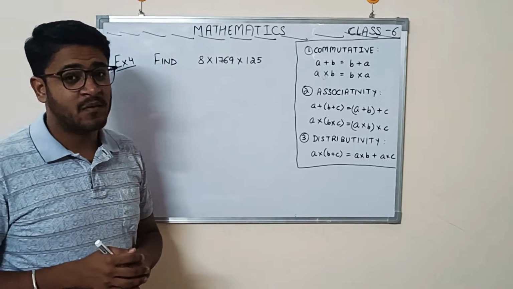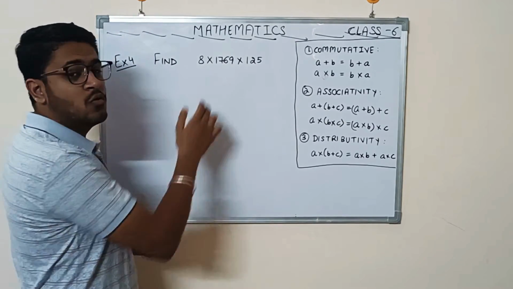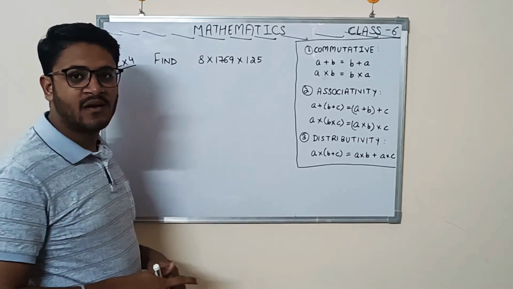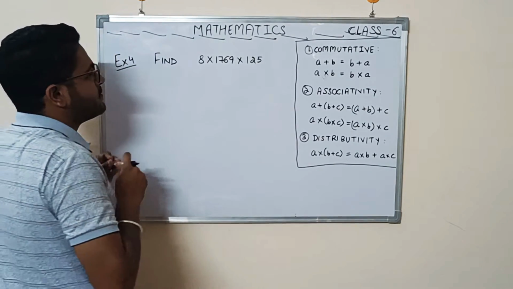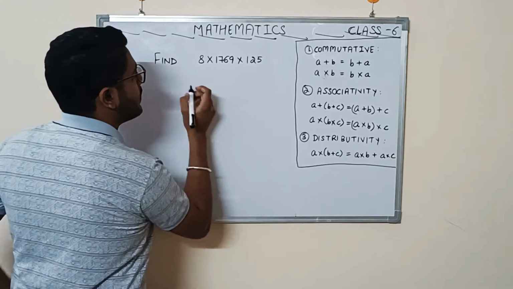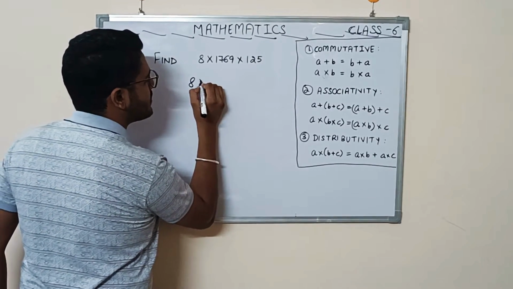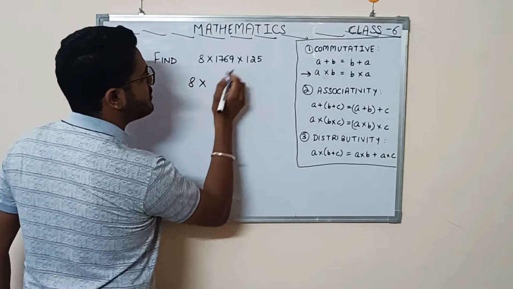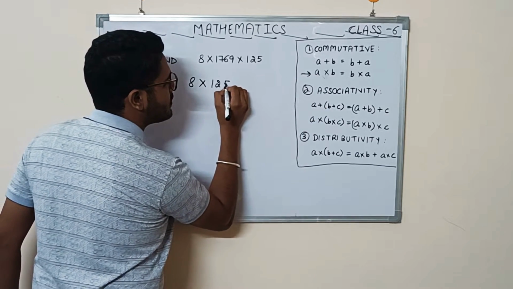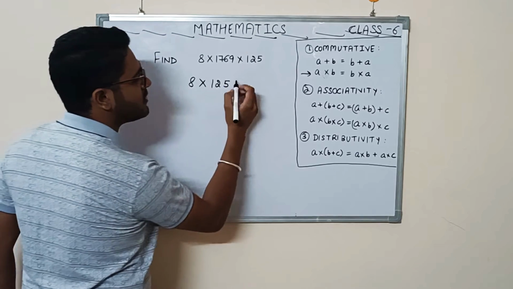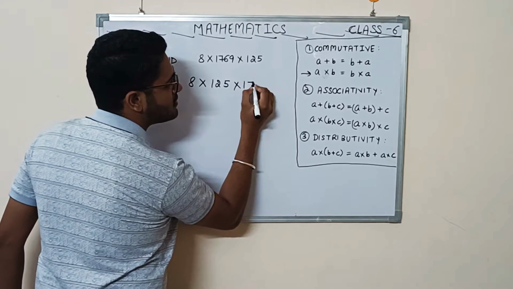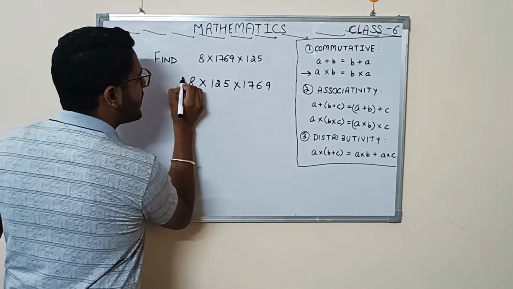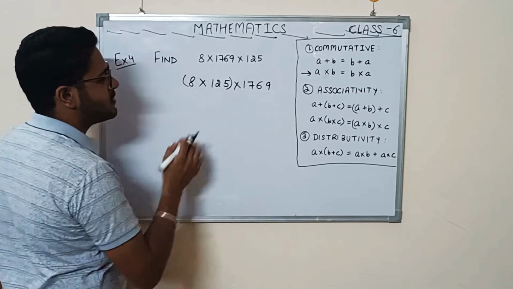Now let's take example number 4. 8 into 1769 multiplied by 125. Let's use the commutative property and do it like 8 into 125 into 1769, right? Now let's associate these two values.